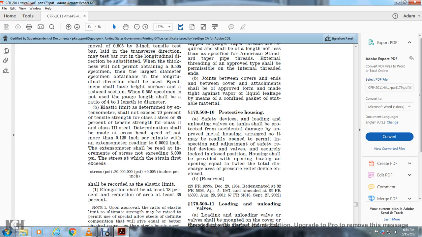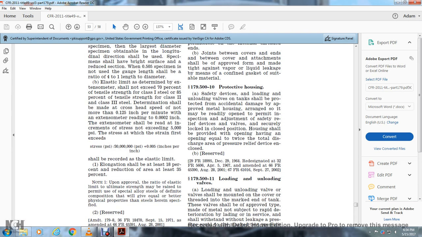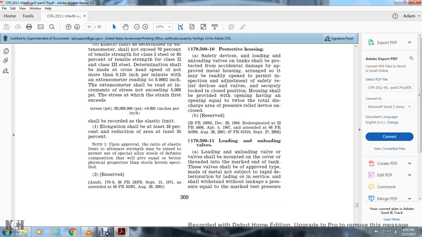B. The elastic limit determined by the extensometer shall not exceed 70% of the tensile strength of Class 1, or 85% of the tensile strength of Class 2 and 3 steels. Determination shall be made with a crosshead speed of not more than 0.125 inch per minute, with the extensometer reading to 0.0002 inch. The extensometer shall be read at increments of stress not exceeding 5,000 psi, and the stress at which the strain first exceeds the limit shall be recorded as the elastic limit. The elongation shall be at least 18%, with a reduction of area of at least 35%.